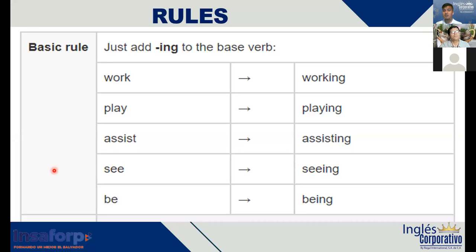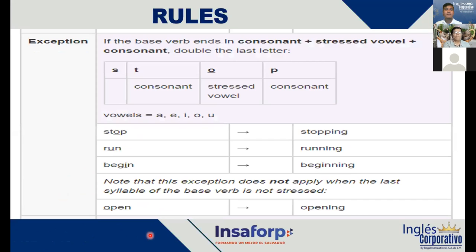Example, work, working, play, playing, assist, assisting, see, seeing, be, being. La regla básica dice que le agregamos ing a todos los verbos. But más adelante vamos a ver si estos dos verbos, be and see, pueden ser utilizados o no pueden ser utilizados en presente continuo. This is just the general rule. We're going to find out later on. Okay?